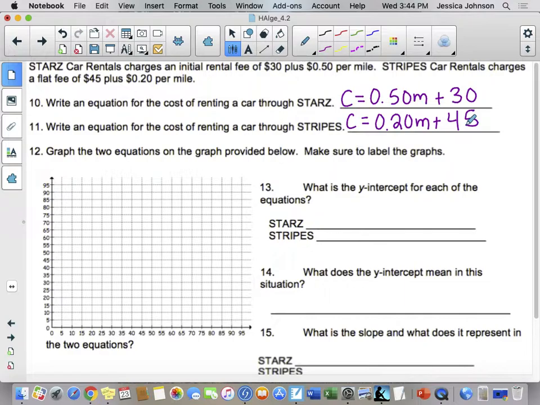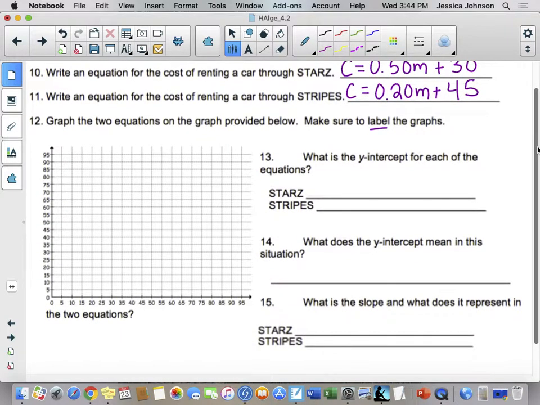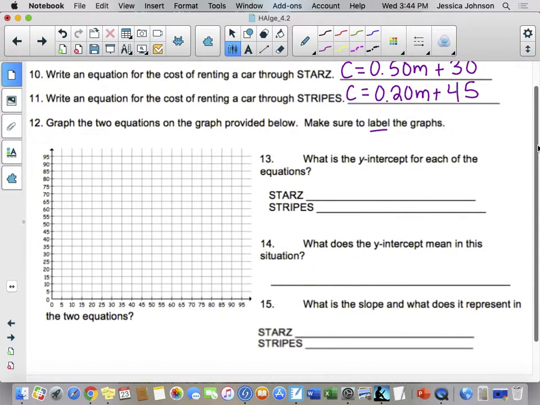It says graph these two equations. Make sure you label the graphs. We always label the graphs when we make our own graph. Okay, so we give our graph a little title. You can think of something creative. My title's not super creative. I'm going to call it Comparing Car Rentals. Maybe you said something like Stars versus Stripes, something else.